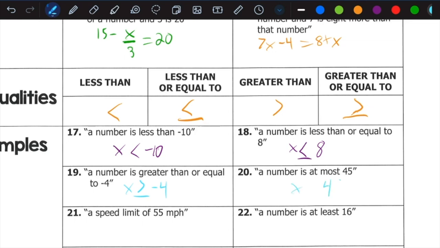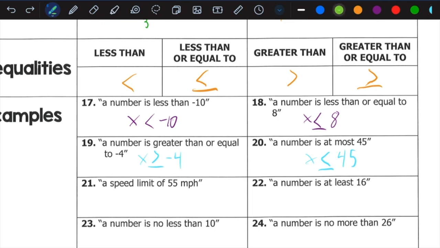Number 20, a number is at most 45. So x is compared to 45, but at most. We don't see any of these that say at most. So what does at most mean? Well, at most means the highest it can be is that number, but it's possible it's lower than that number. Meaning, we're saying less than or equal to. So the highest it can be is 45, or it can be less than 45.